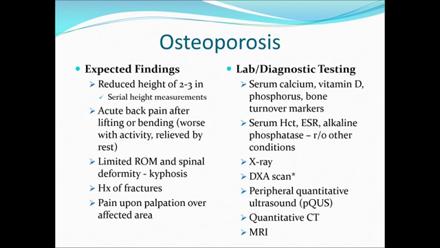So some testing that you'll commonly see, we're going to do the serum test. We're going to look at serum calcium and vitamin D. We'll look at phosphorus. They may look at bone turnover markers, but that's not quite as common as your standard calcium, vitamin D, phosphorus. They may look at serum hematocrit, ESR, alk-phos, and that's mainly to rule out other conditions. So they might just do it with the blood panel right off the bat, so we're not sticking somebody multiple times, but they're going to look at the calcium, vitamin D, and phosphorus first.